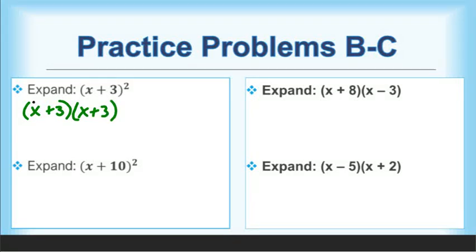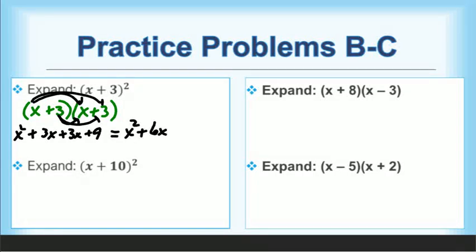Then distribute, so I have x times x, which is x squared. X times 3 is plus 3x. 3 times x is a plus 3x. And 3 times 3 is a positive 9, which will give us an answer of x squared plus 6x plus 9. And we would call this one a perfect square trinomial because I have a square for a side and I'm just squaring that binomial. So we would have a perfect square trinomial.